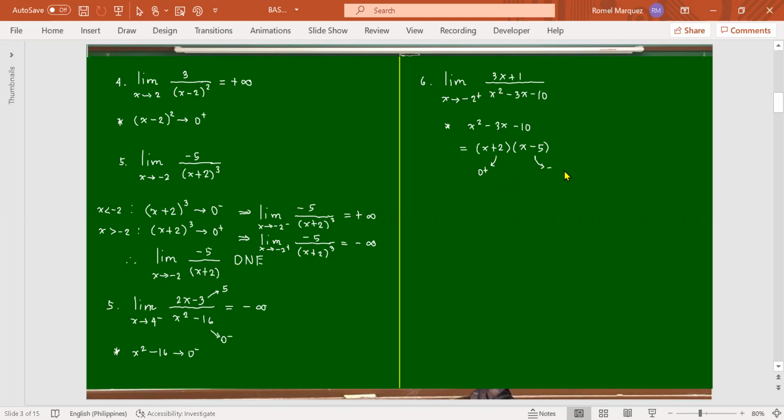So what will be the sign of the denominator? Positive or negative? Is it going to be 0 through positive or through negative values? Negative. Okay, through negative values, since a positive times a negative is negative.